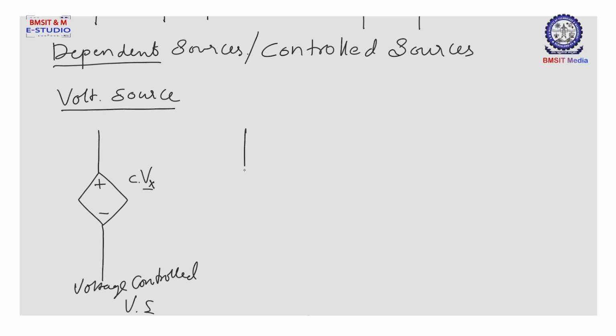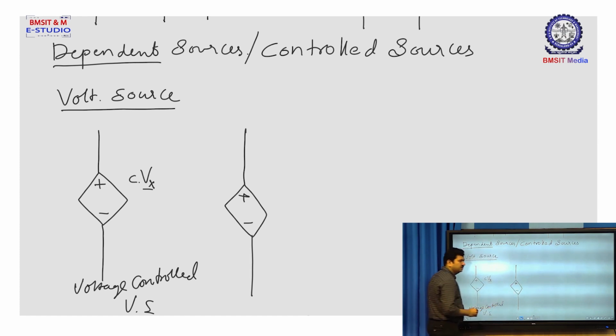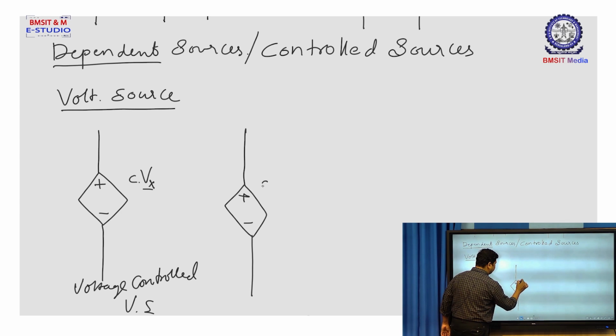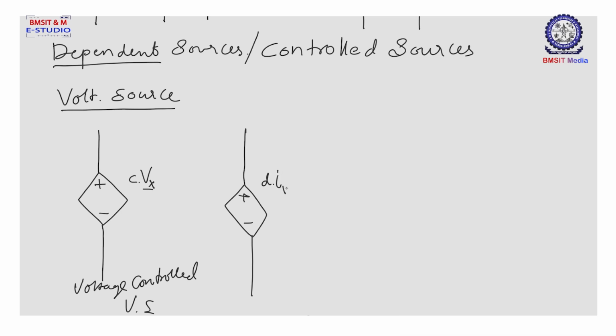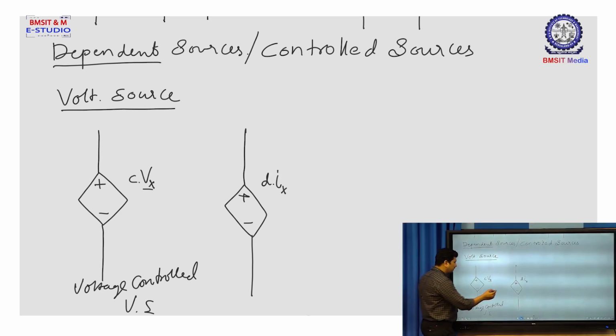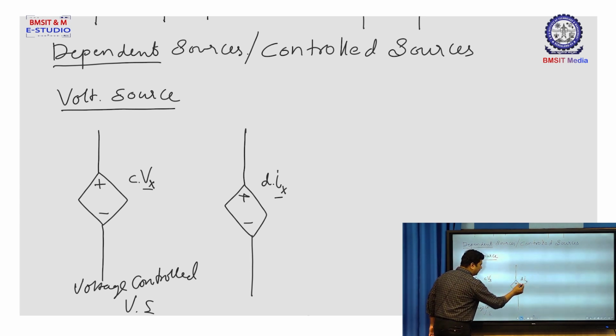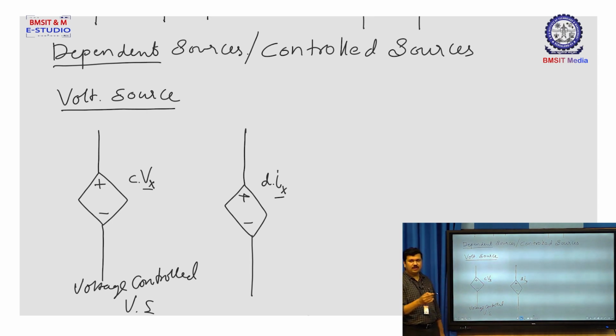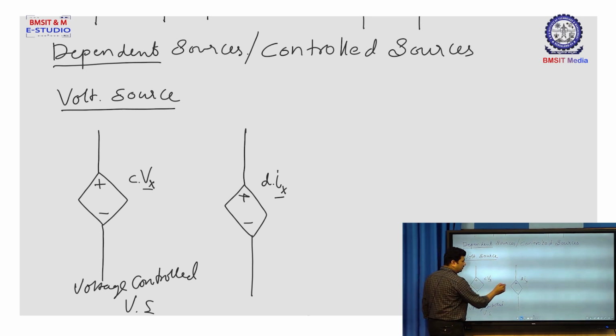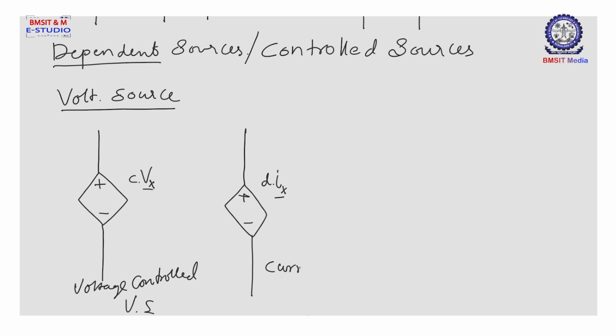There can be a voltage source again, plus minus, and this voltage source, say suppose, has a value d into Ix. This is a voltage source of value dIx, but it depends upon the value Ix, where Ix is the current through any other element in the same circuit. Therefore, this representation I can call a current controlled voltage source. Current controlled voltage source.